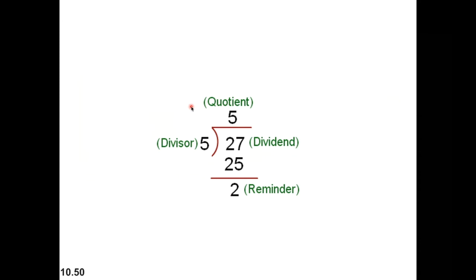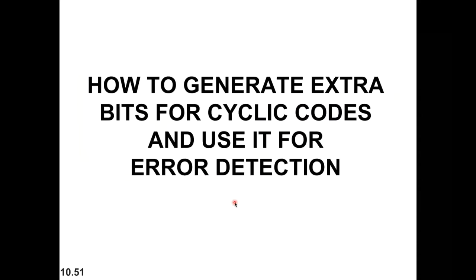Once again, a revision. When we divide 27 by 5, 27 is called the dividend. This is the divisor, and what we are interested in is the last number which remains, that is called the remainder. We are not interested in our quotient, we are interested in our remainder. Let's use it.